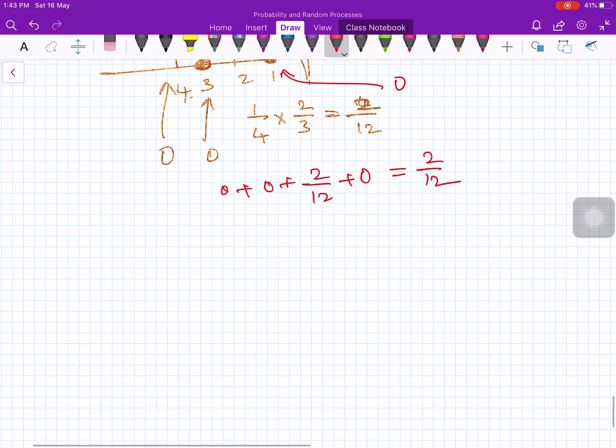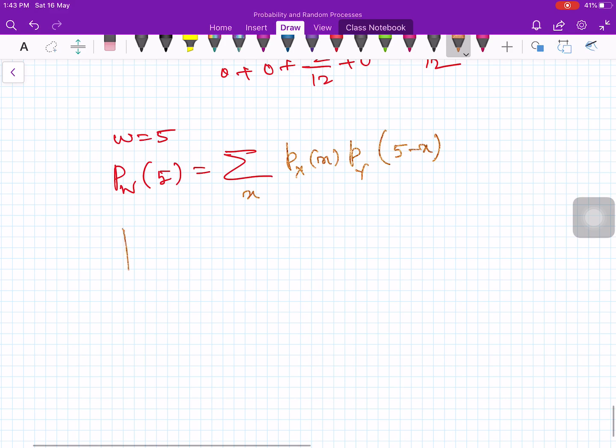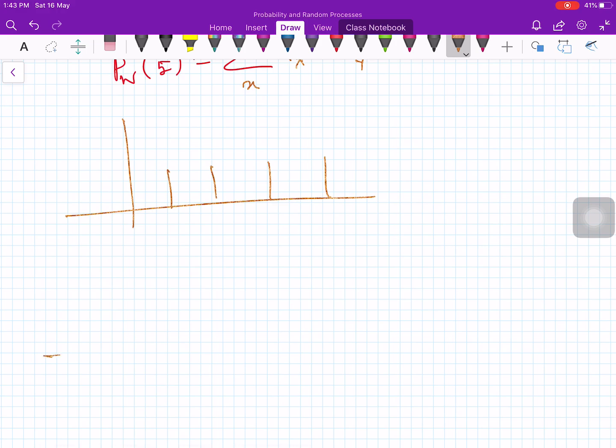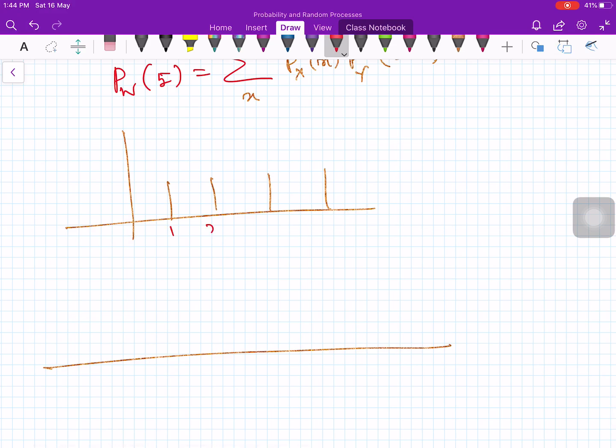Now substitute W is equal to 5. Then what happens? PW of 5 is equal to summation over x, Px of x, Py of 5 minus x. So in that case what happens? Just draw the diagram. 1, 2, 3, 4, and now this one moves to the fifth position under 5. 2, 3, 4, let's say 5. So here this is Py of 5 minus x.